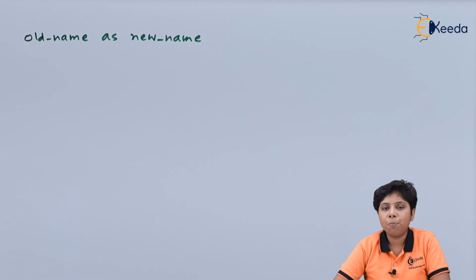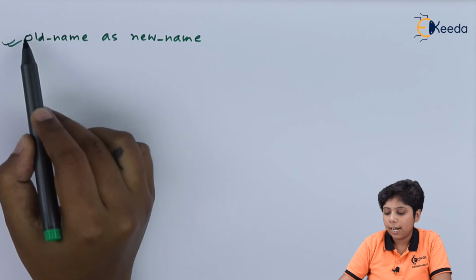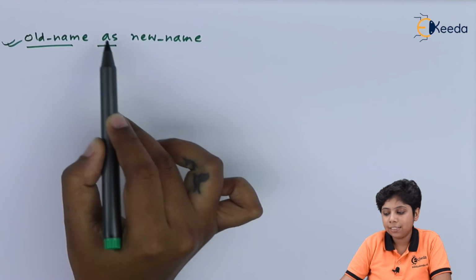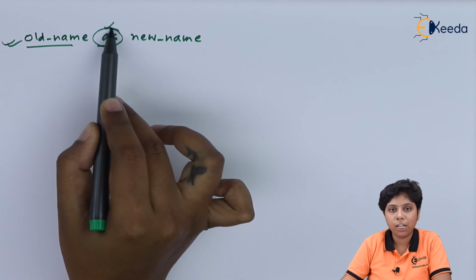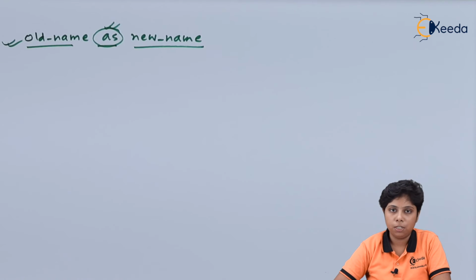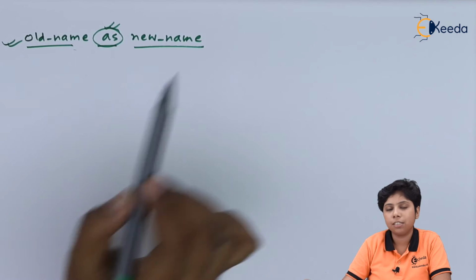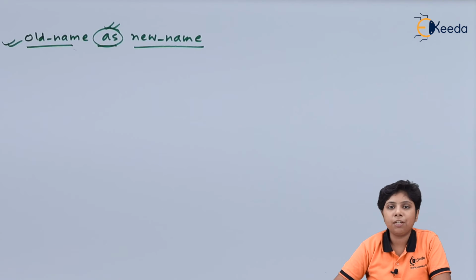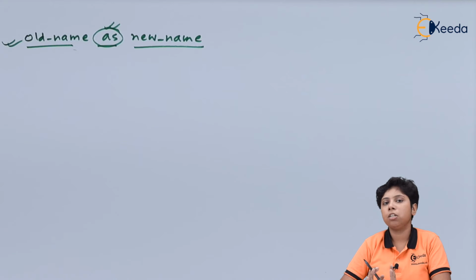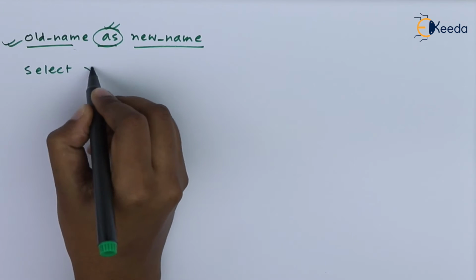The rename operator works like this: the old name, then the as keyword, will rename it to the new name. If you want to rename an attribute, put the attribute name as the new attribute name. If it is a table name, it also works like that. We will see how to convert a normal query into a renamed query and what the result looks like.